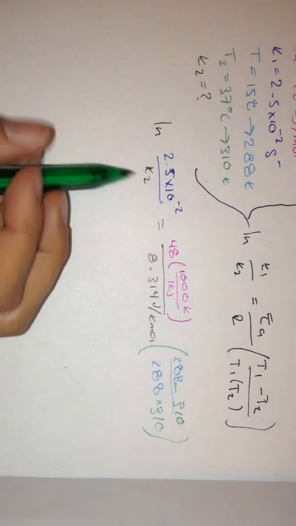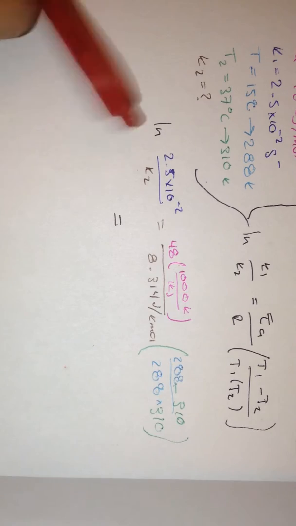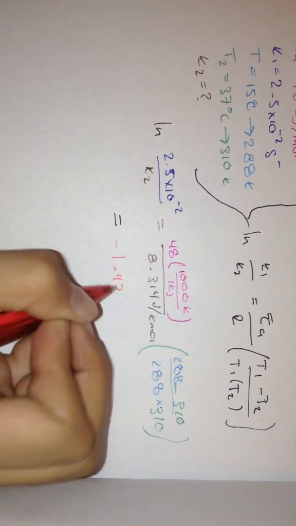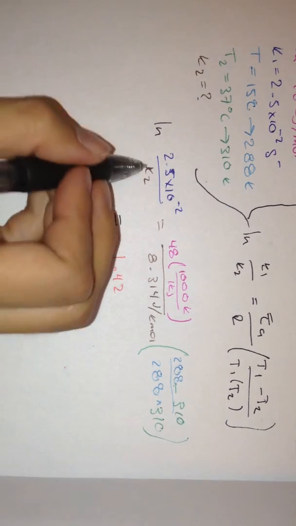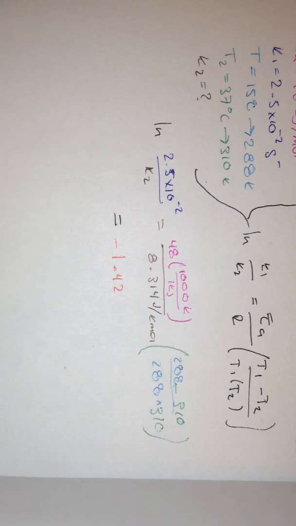Now let's just solve for K2. And this side of the equation ends up giving us the value of negative 1.42. So now all we have to do is solve for K2 by getting rid of the natural logarithm.